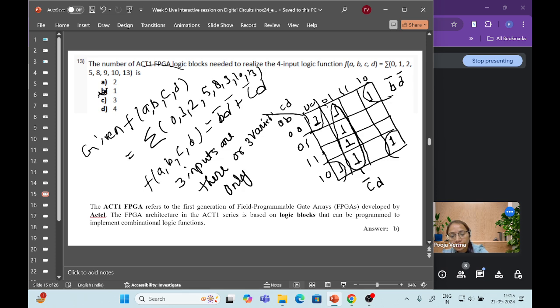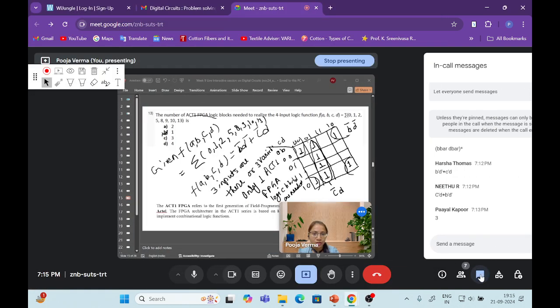So here only one Act 1 FPGA logic block is needed. Okay, so option B is the correct answer for this question. I hope all of you understand this question.